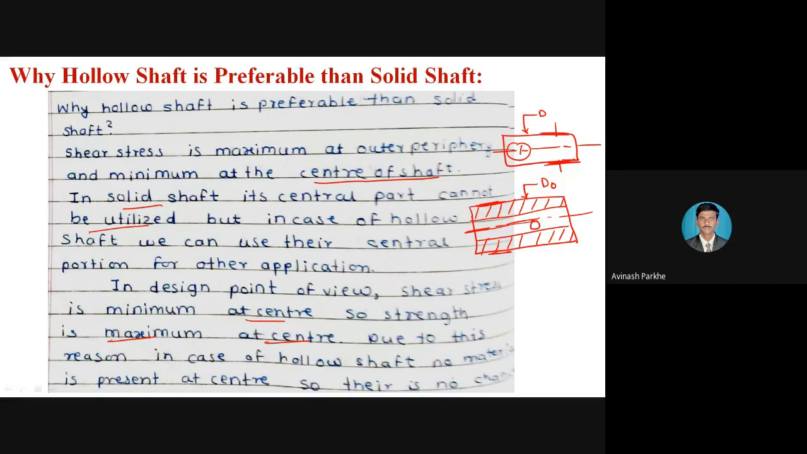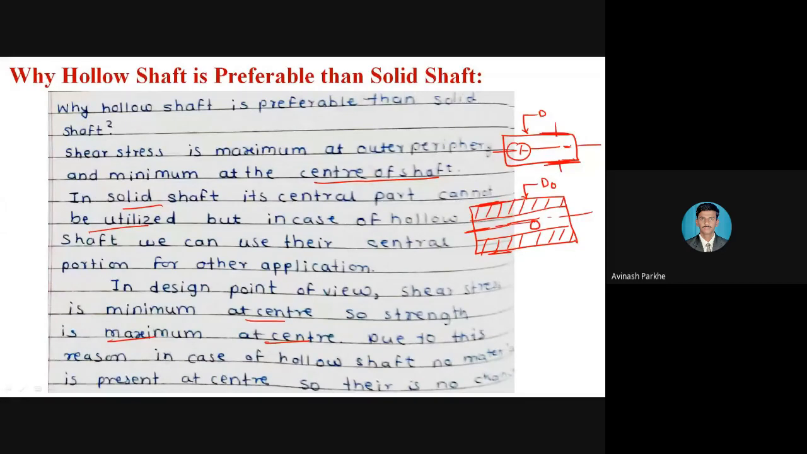So what are the two reasons? First reason: the shear stress is always maximum at the outer periphery. For the solid shaft and the hollow shaft, the shear stress is maximum at the outside diameter, but the shear stress is minimum at the center. In a solid shaft, some shear stress is induced at the outer periphery as well as at the center, because in a solid, some material is present at the center, therefore some stress is also induced at the center.